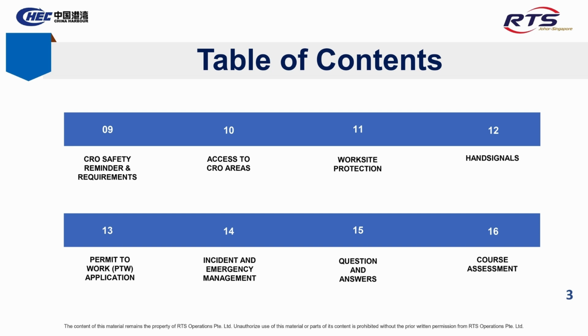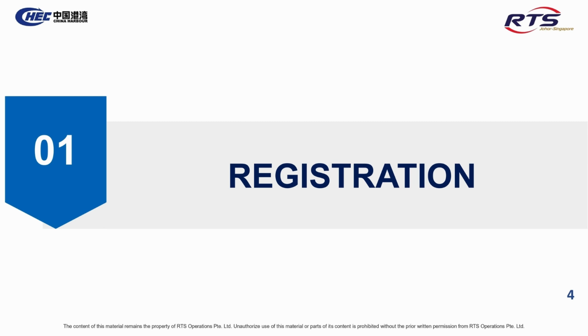Slide 3, Table of Contents, Part 2. This part of the course includes critical safety reminders, CRO access protocols, worksite protection, and hand signal use. We'll also go through PTW applications, emergency handling, Q&A, and the final assessment process.